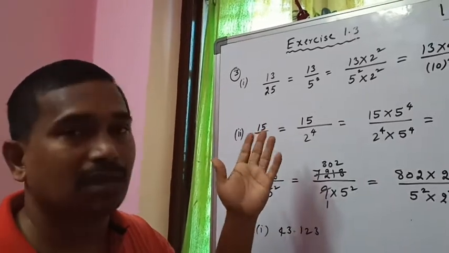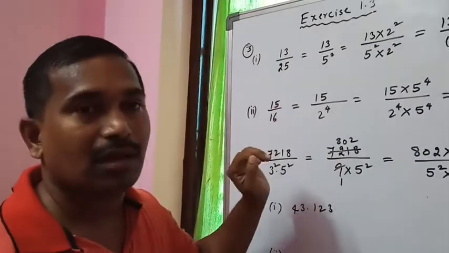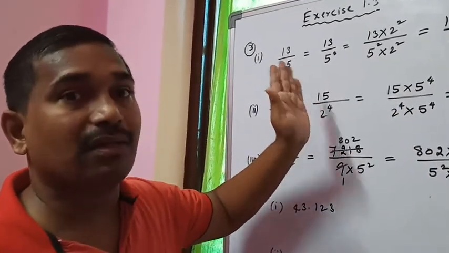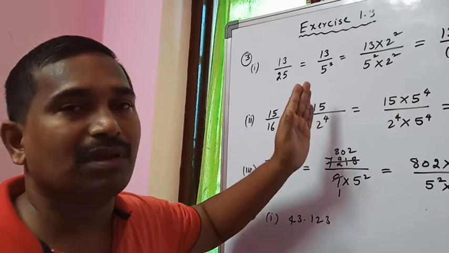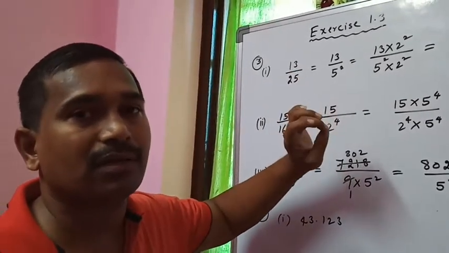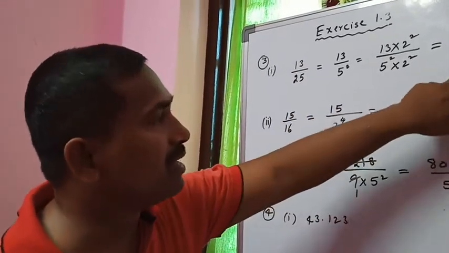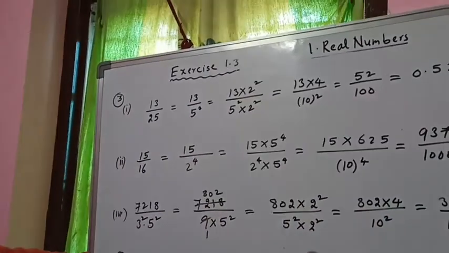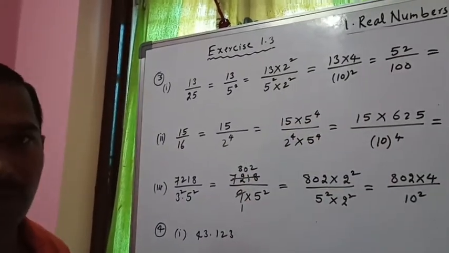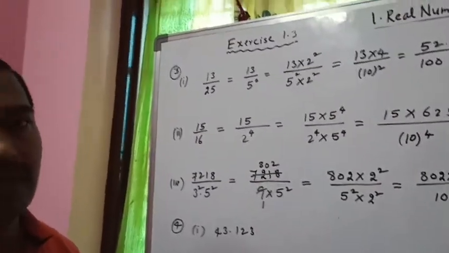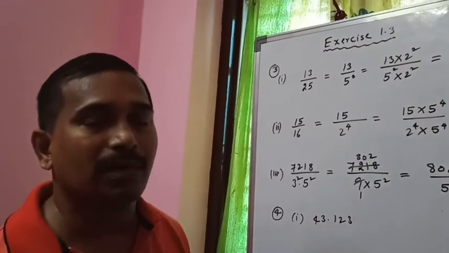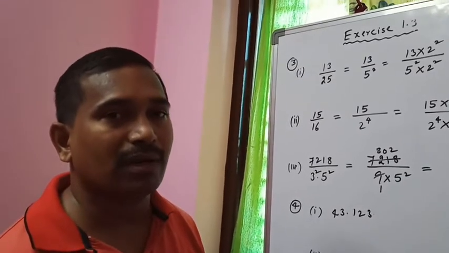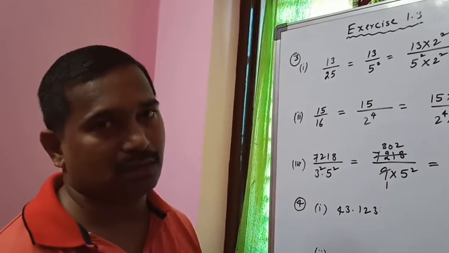Already we explained. If the denominator has powers of 10, fine. If the denominator is not in the form of powers of 10, by simplifying and multiplying the numerator and denominator, we change the denominator into powers of 10, like 10 square, 10 power 4, 10 power 5. Then we can express it in decimal form. Okay? That is the theorem. If the denominator contains 2 power n, 5 power n, we can change it.